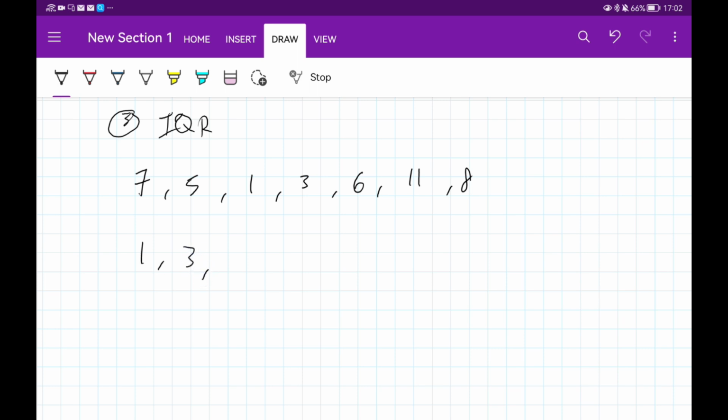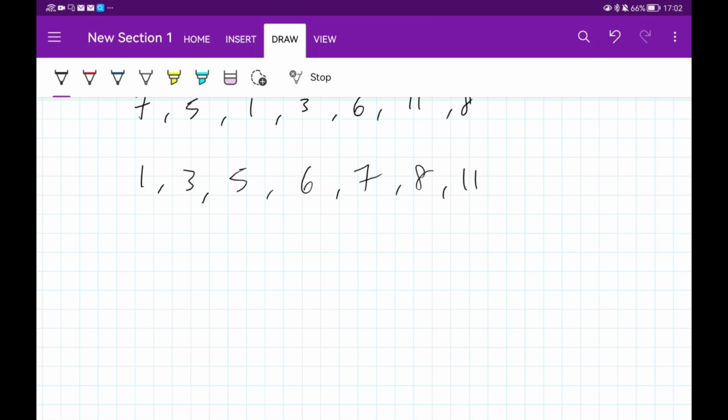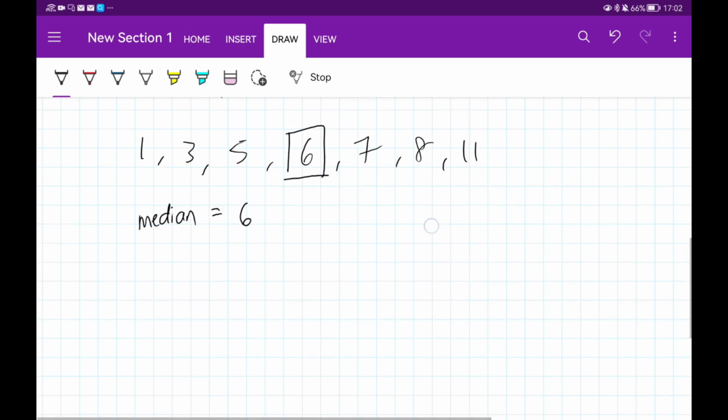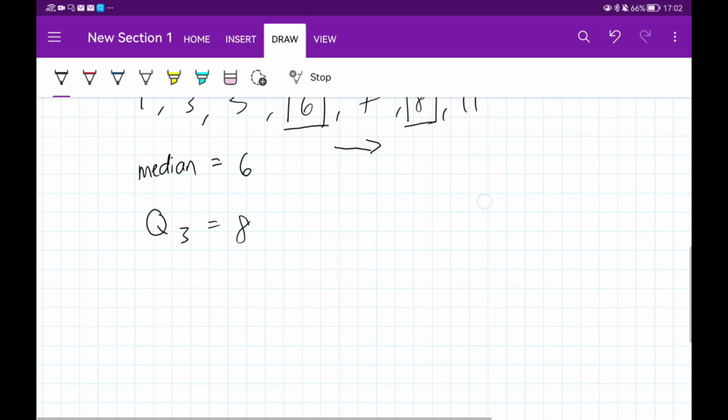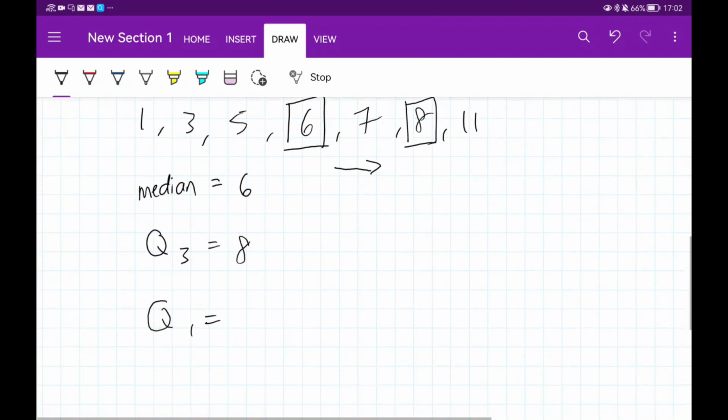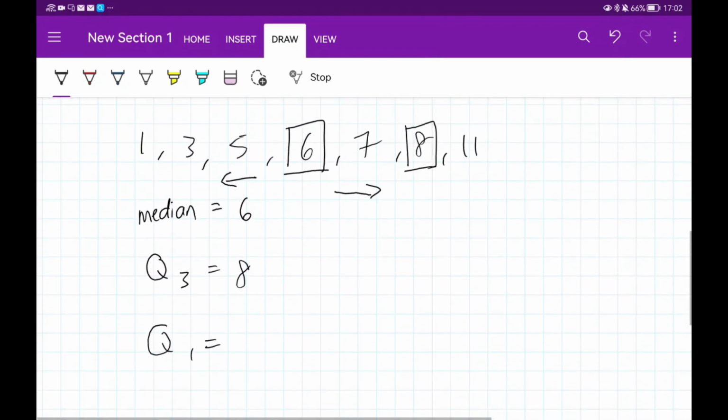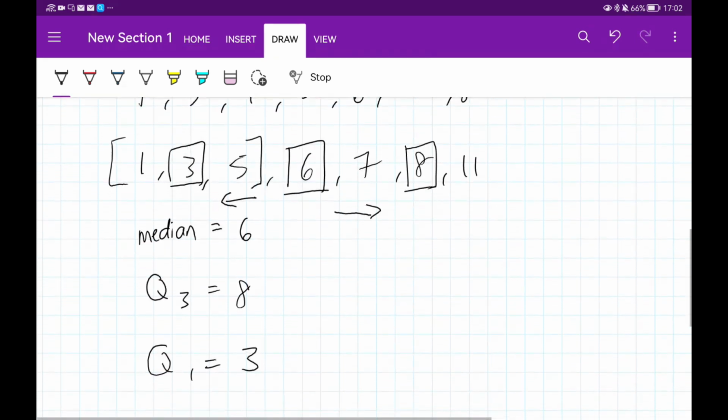1, 3, 5, 6, 7, 8, 11. So now we can find the median. The median is 6. How about Q3? Q3 goes above here. And Q1 goes lesser. Q1 is the middle of the numbers below the median, between here and here. So the median of those numbers is 3. That's what we call Q1.